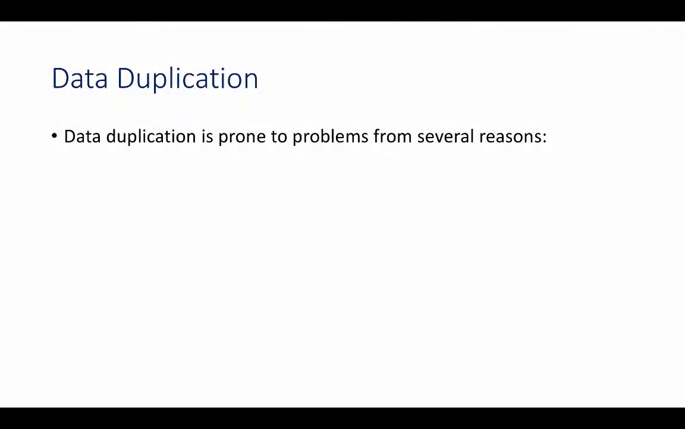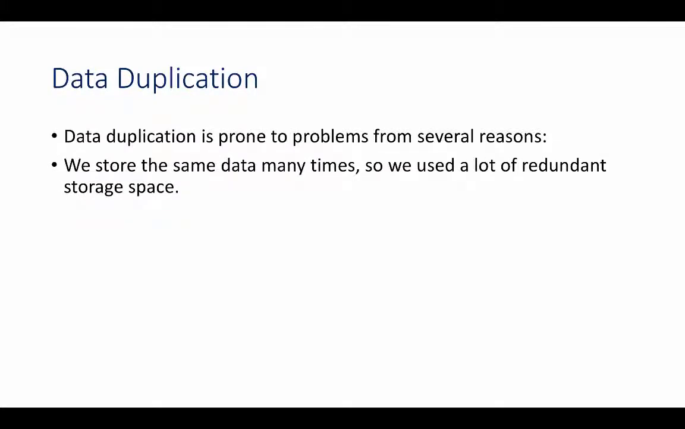Now let's talk about data duplication. Data duplication is a situation where we save one piece of data, or one item of data, in more than one place. Data duplication is prone to problems for several reasons. First of all, we store the same data items many times, so we use a lot of redundant storage space. When we are dealing with a lot of data, this could be very problematic for the space of the database.